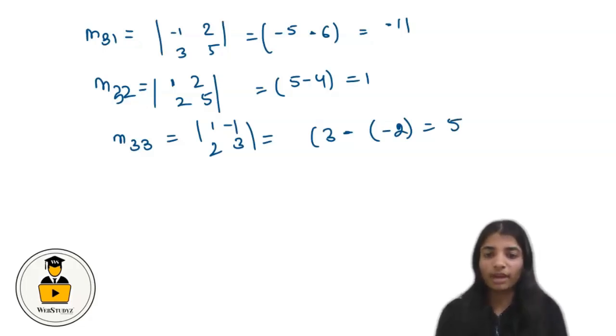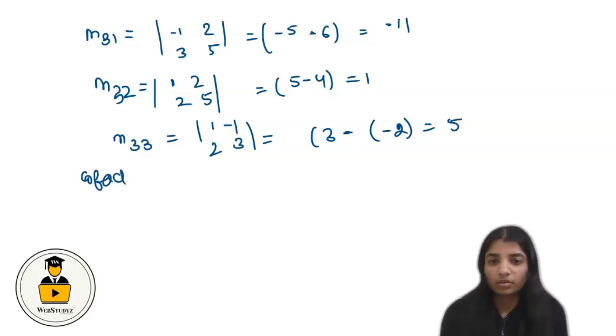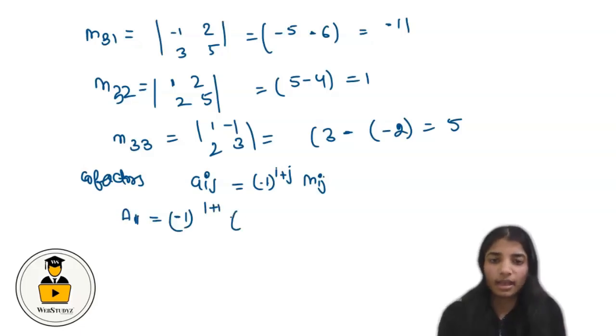Now we have to find cofactors. So cofactor of Aij is equal to minus 1 raised to the power i plus j multiplied by the Mij. So we are considering A11. So minus 1 raised to the power 1 plus 1, and its M11 is 3. So minus 1 raised to the power 2 is plus 1, multiplied by 3 is 3.